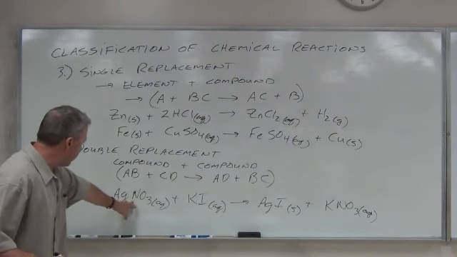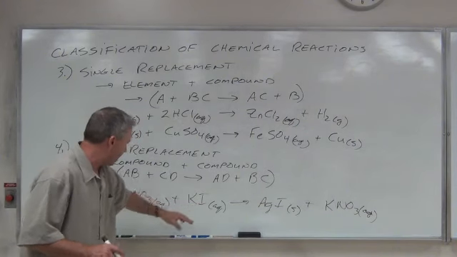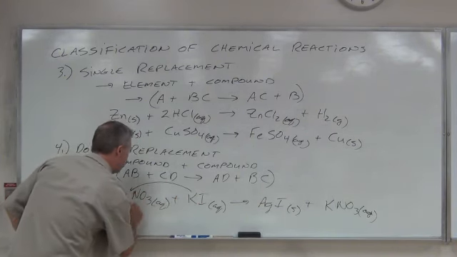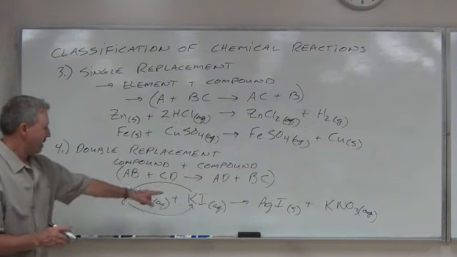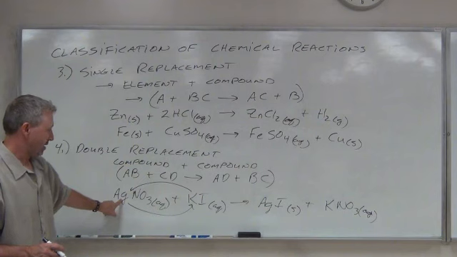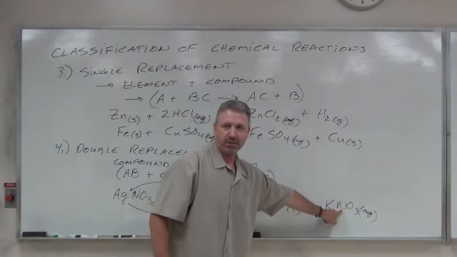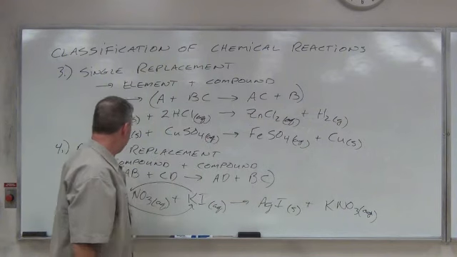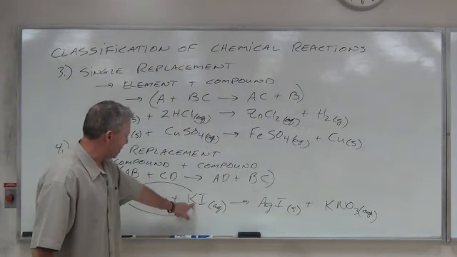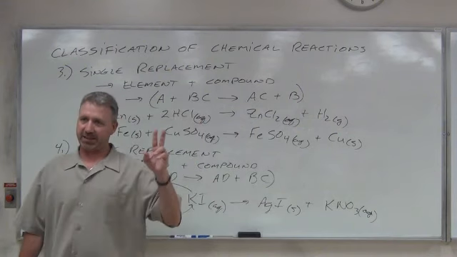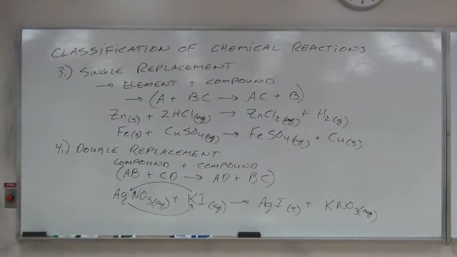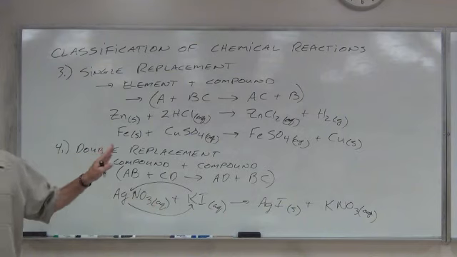So notice we have two compounds here. Here's one compound, here's another compound. And all we're doing is two replacements. The potassium is replacing the silver as nitrate's partner. That's one replacement. And the silver is replacing potassium as iodide's partner. That's the second replacement. They're just swapping. You're just going to have to identify them.